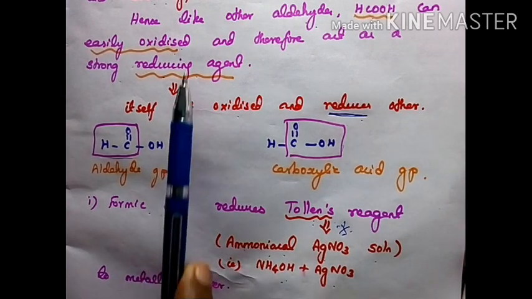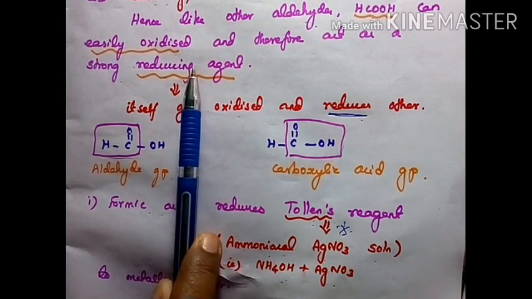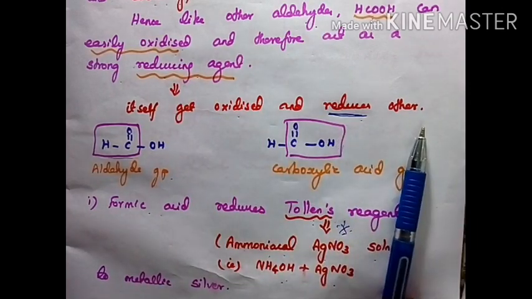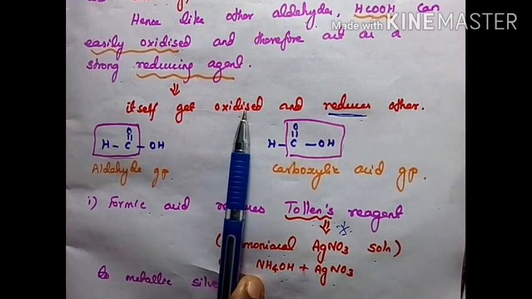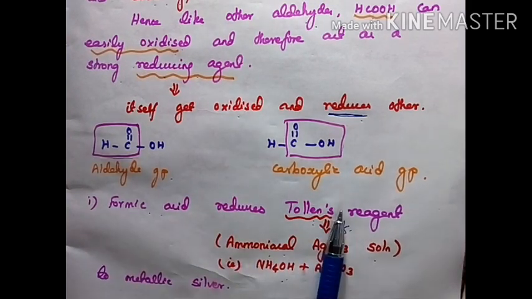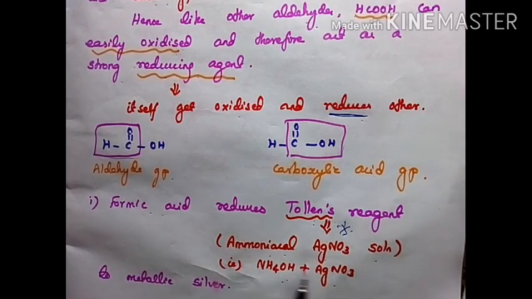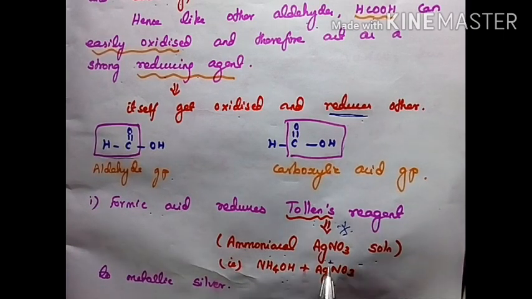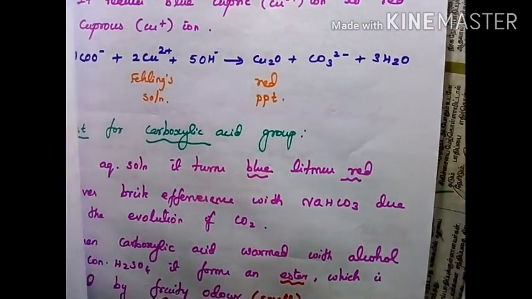So, reducing agent means the name is its duty. That means the reducing agent should reduce other and itself get oxidized. Therefore, the formic acid reduces Tollens reagent. What is Tollens reagent? Ammoniacal silver nitrate. Ammoniacal, that is NH4OH, ammonium hydroxide. Silver nitrate is Ag plus ion and NO3 minus. Therefore, this Ag plus is reduced to metallic silver.